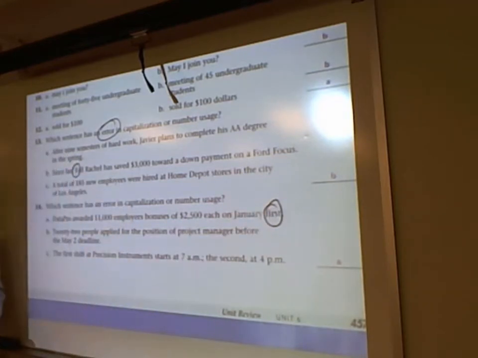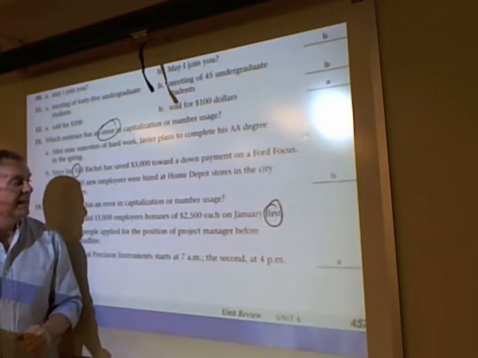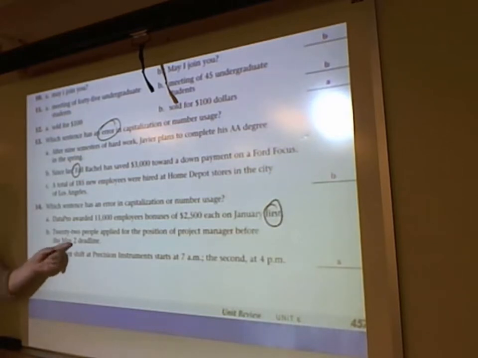Letter B, if you start a sentence with a number, it should be spelled out as a word, and numbers 21 through 99 should be hyphenated, as is right here. People applied for the position of project manager. That's just a position of the individual, and since it's not being used as a title immediately before someone's name, it's not capitalized. Before the May 2 deadline, and 2 is correct. So letter B is correct in its entirety.